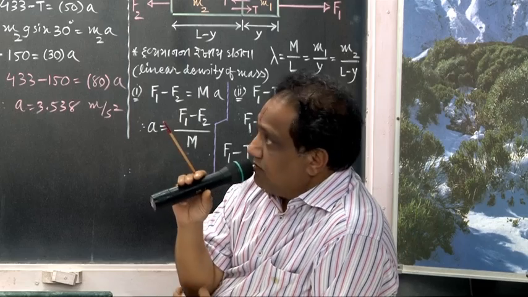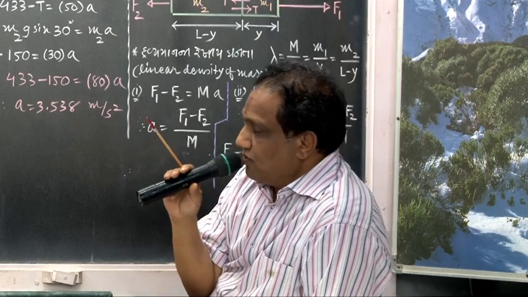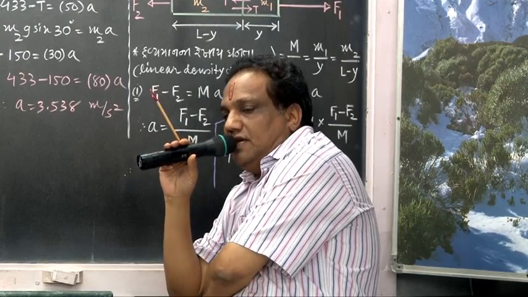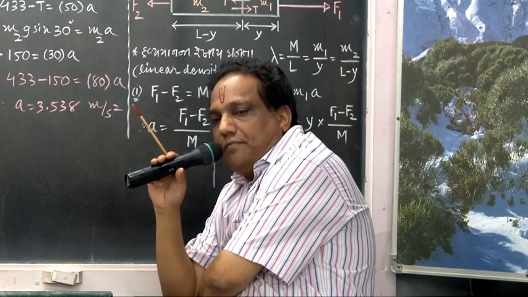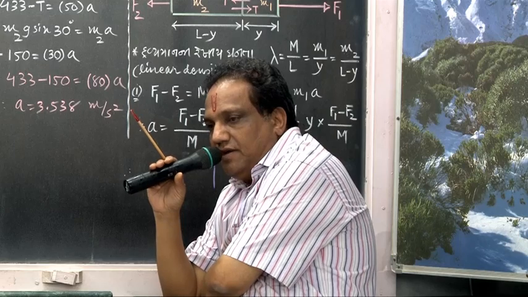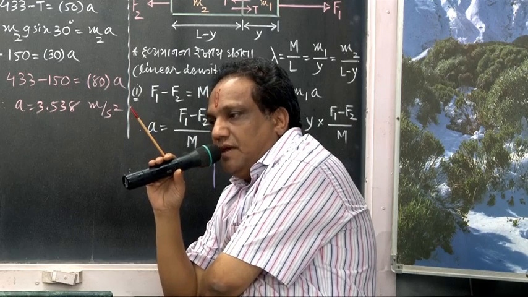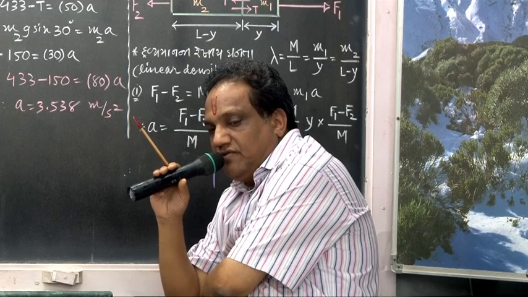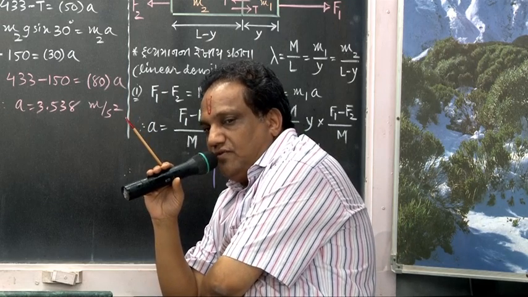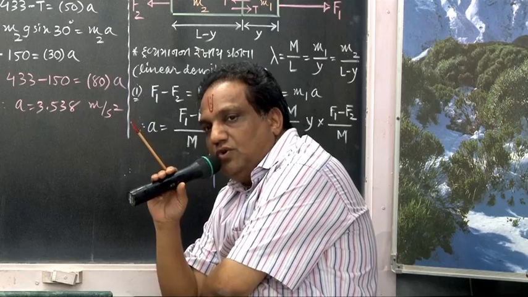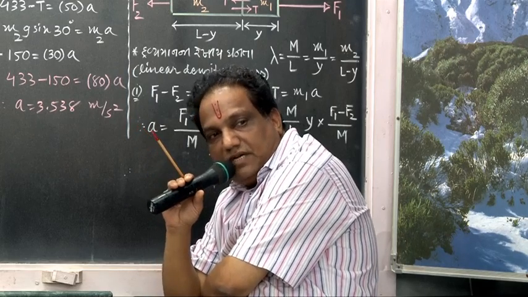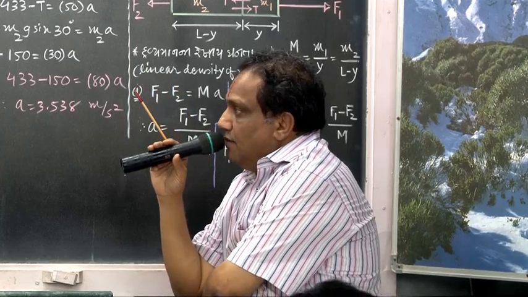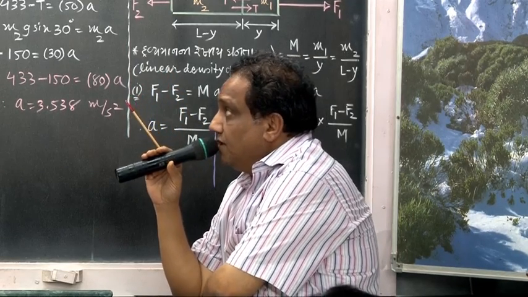Resultant force on first block is m1 into a. m1 is 6, a is 0.25. 6 into 0.25, it is also 1.5 Newton, correct? Write down next. Number 3 now.